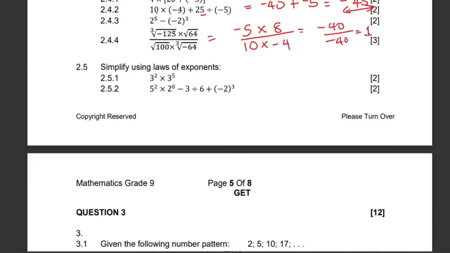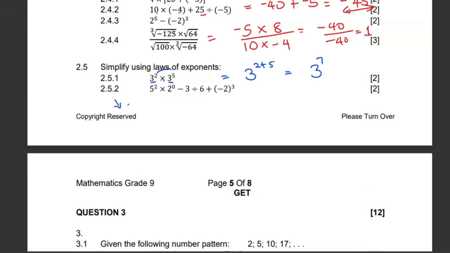Then 2.5, simplify using laws of exponents. Okay, so the laws tell us that when the bases are the same and we are multiplying, we just have to add up the exponents. So that's going to be 3, 2 plus 5, which becomes 3 to the 7.